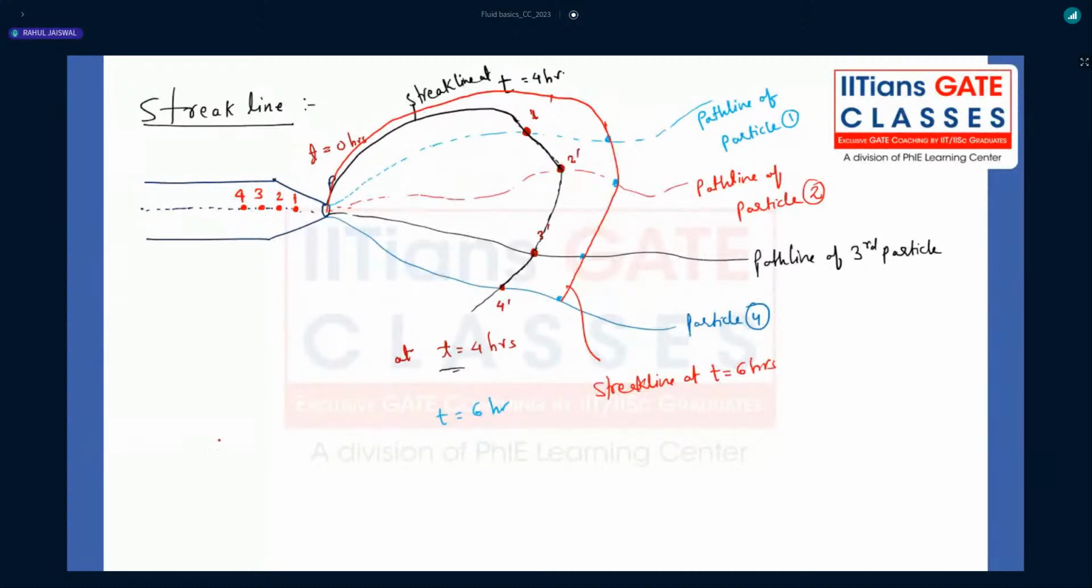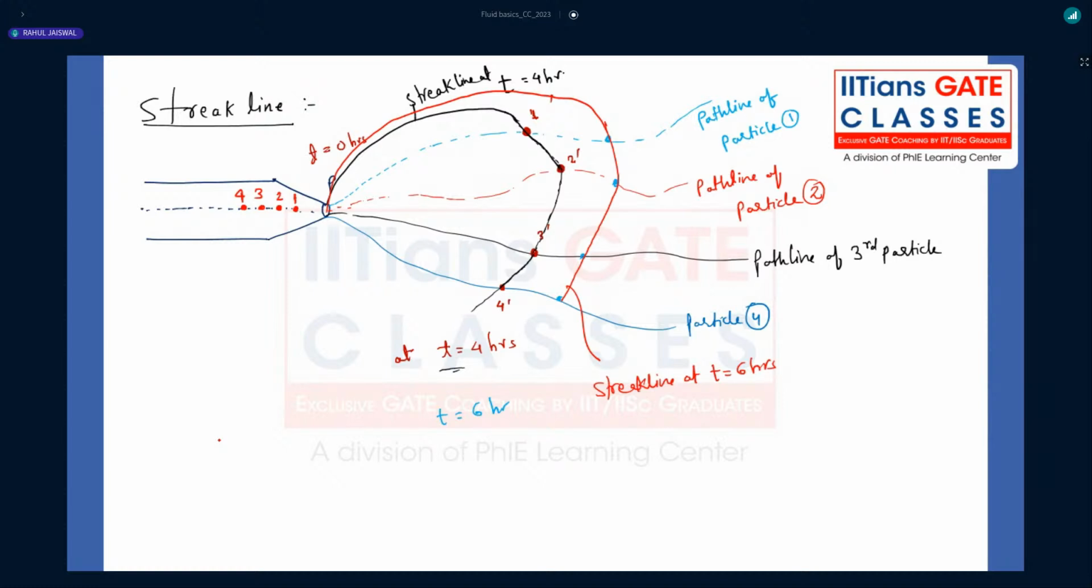Once again, it is the Eulerian description which is giving you the location of all the fluid particles at a certain instant of time. It is just like taking a picture. Suppose you have a camera, you have made a video with the help of the camera.